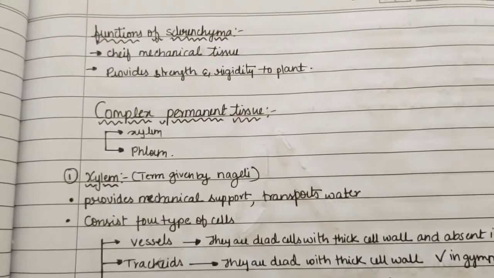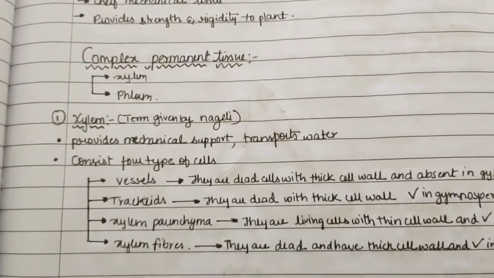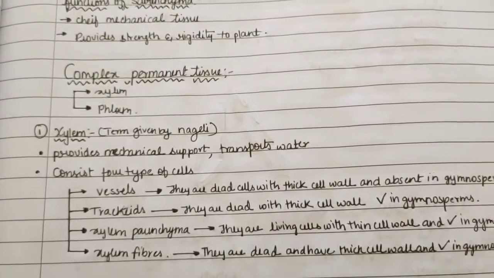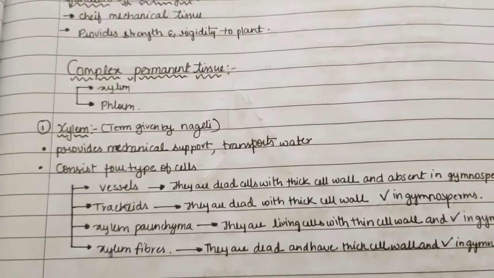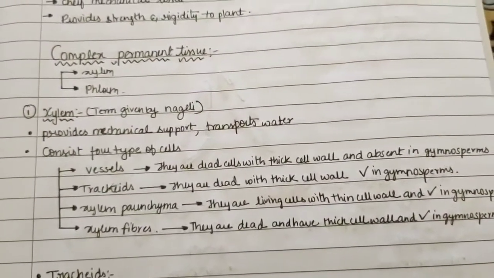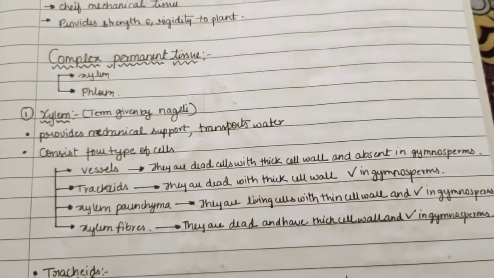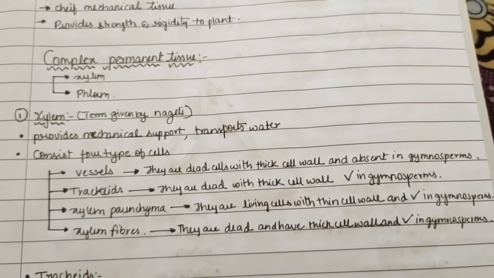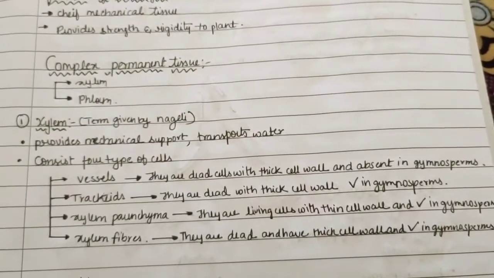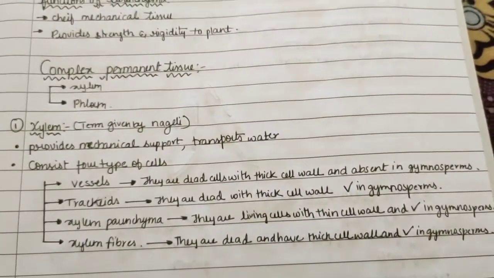Now let us discuss complex permanent tissue. Complex permanent tissues are of two types: xylem and phloem. Xylem, the term given by Nägeli. It provides mechanical support and transports water, and consists of four types of cells: vessels, tracheids, xylem parenchyma, and xylem fibers. Vessels are dead cells with thick cell wall and are absent in gymnosperms.